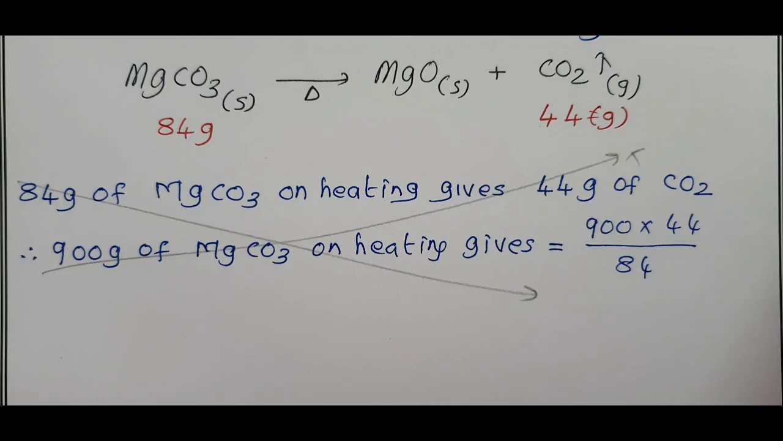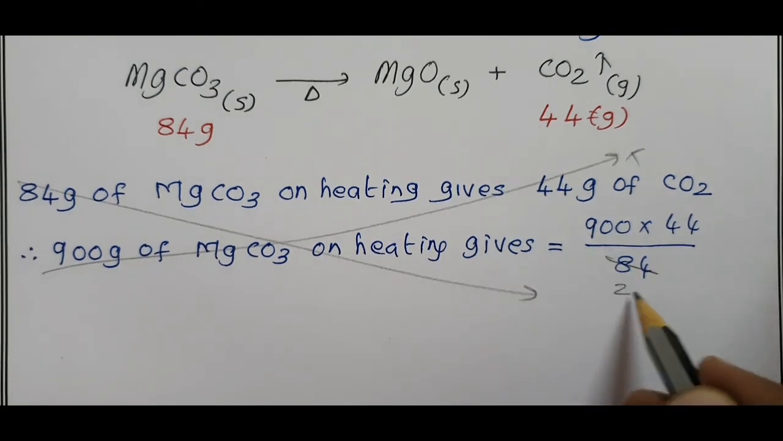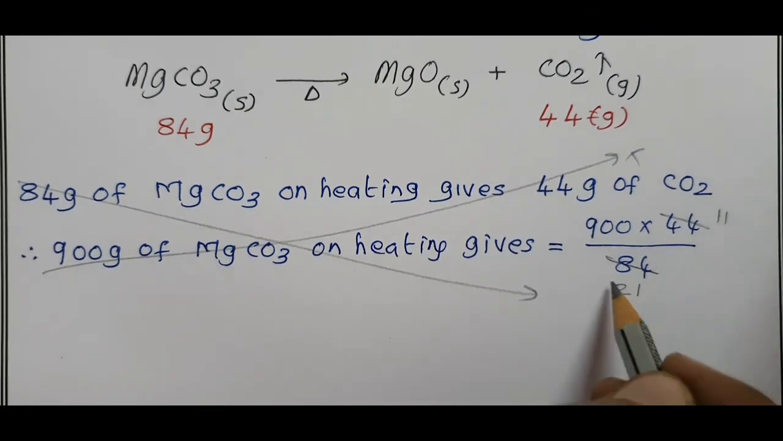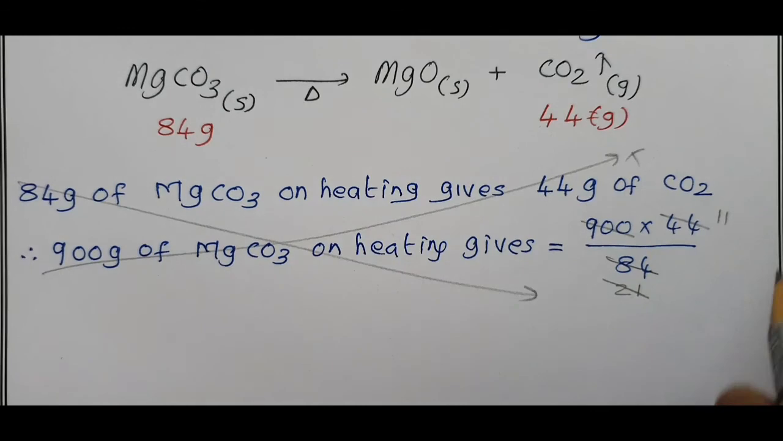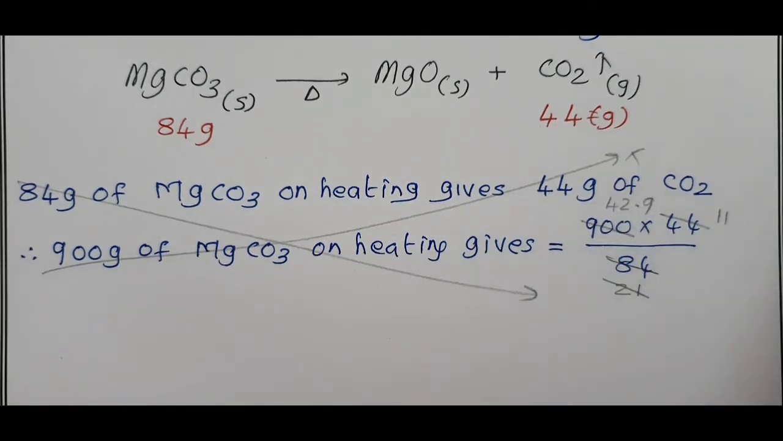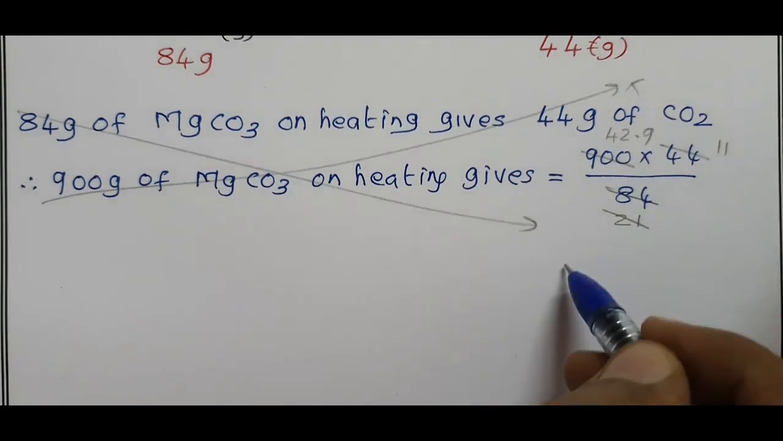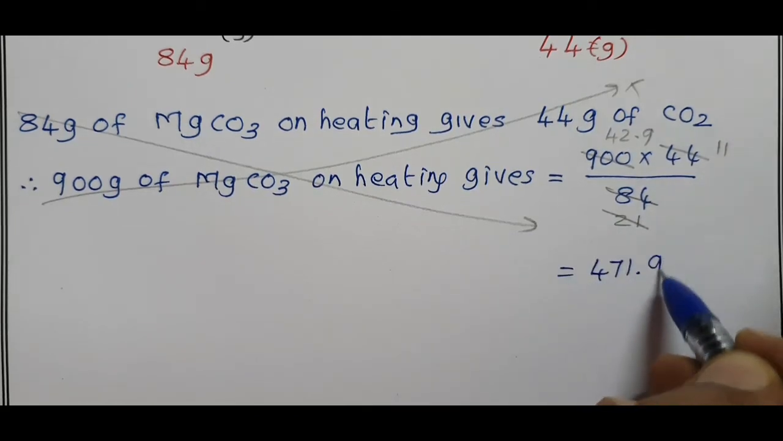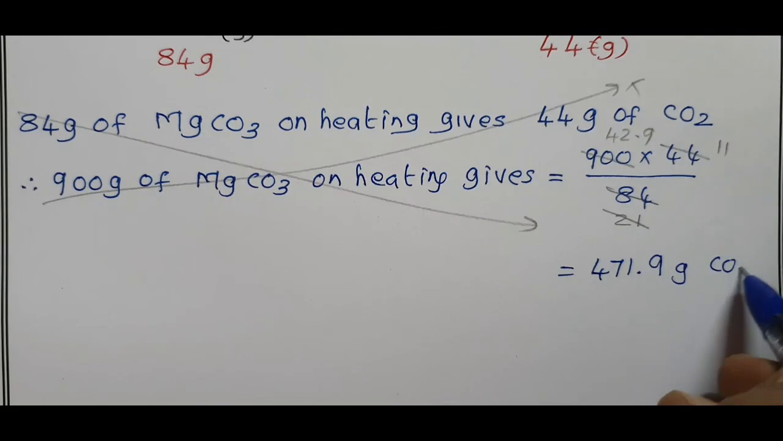When we cancel, 4 2s are 8, 1 4 is 4, here 11 4s are 44. When you cancel 21 and 900, we will get 42.9. Multiply these two values, 42.9 into 11 will give the answer that is equal to 471.9 gram of carbon dioxide.